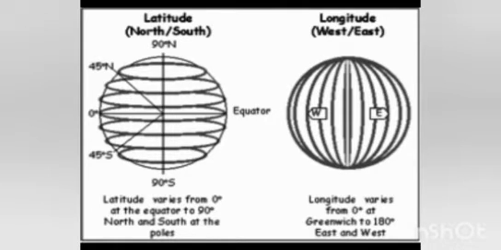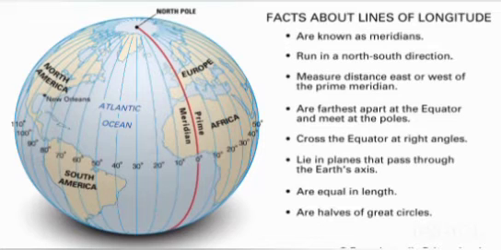Other latitudes are drawn to the north and south, and other longitudes are drawn to the east and west of the prime meridian. The diagram here shows the prime meridian at 0 degree longitude. The meridians of longitude to the east of the prime meridian are numbered from 1 degree east up to 180 degree east. Similarly, the meridians of longitude to the west of the prime meridian are numbered from 1 degree west up to 180 degree west.